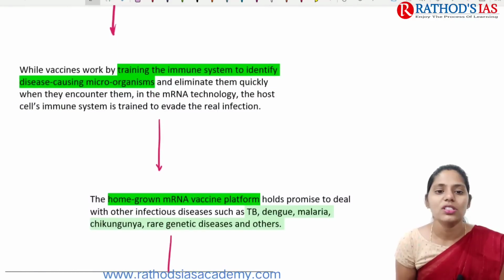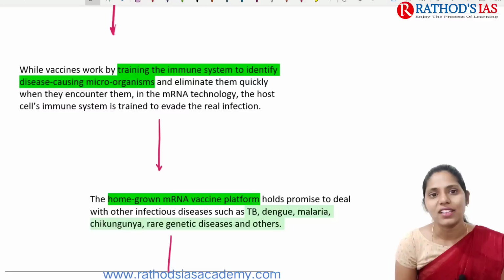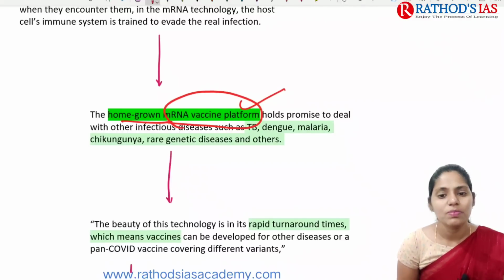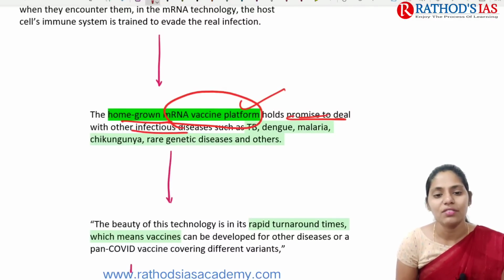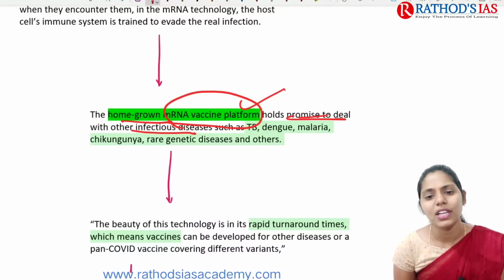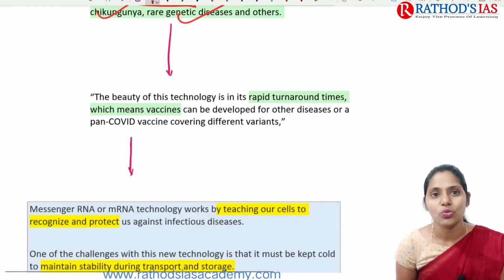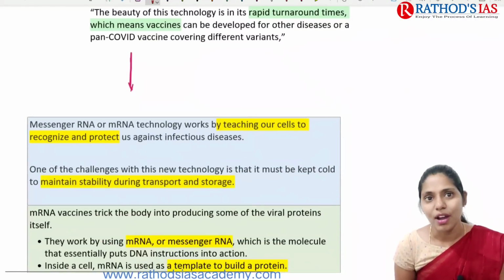Now let us see some more important details. Vaccines work by training the immune system to identify disease-causing microorganisms, which are then eliminated quickly from the body. This is the way vaccines work, and the homegrown mRNA vaccine platform holds a promise to deal with other infections, not only this coronavirus but even TB, dengue, malaria, chikungunya, and some rare genetic diseases as well. The beauty of this technology is that it is very rapid. So this is about this topic.